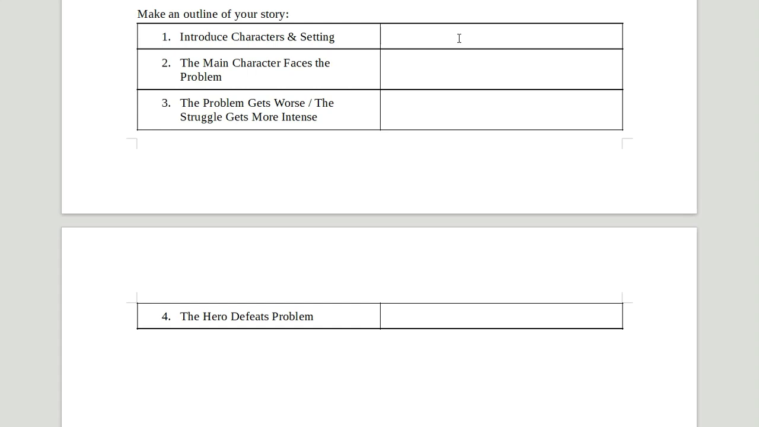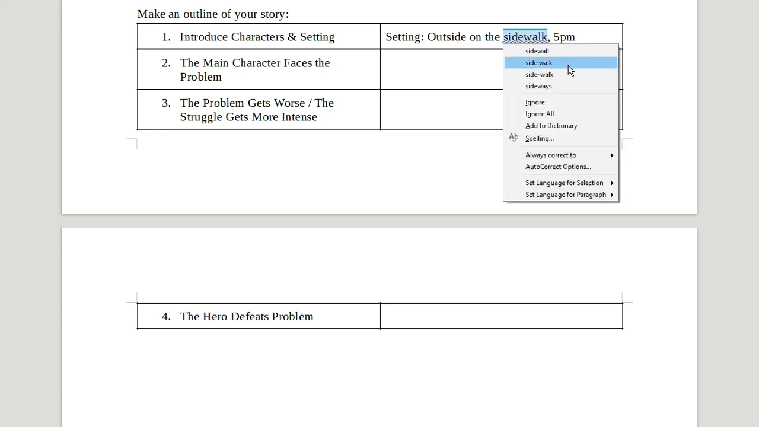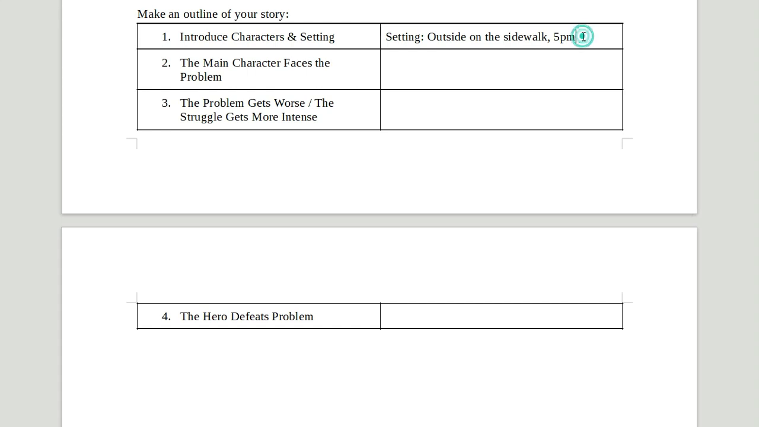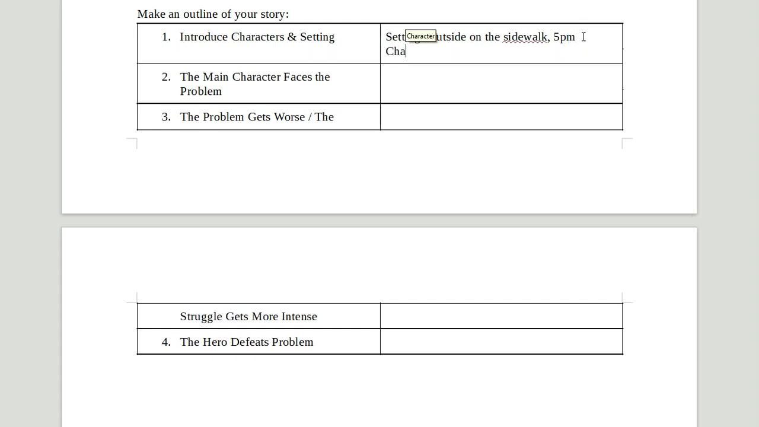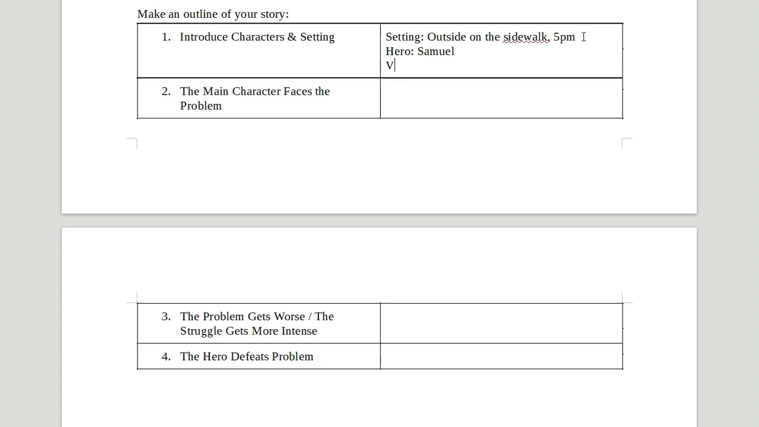What's the character and the setting going to be? Well, the setting is going to be outside on the sidewalk, 5 p.m. And I'm quite sure that's how you spell sidewalk, so I'm just going to ignore what the dictionary is saying there. Characters. Well, we're going to have our hero, who's going to be Samuel. And he's already been described above, so I don't need to describe him again. And then our villain.